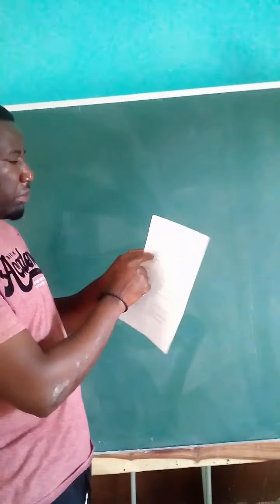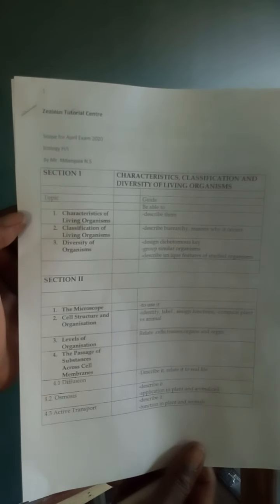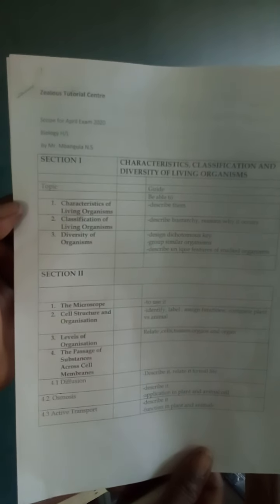Chapter 1 is going to be about characteristics of living organisms. Okay, so that is section 1, characteristics of living organisms. Chapter 2, classification. Chapter 3, diversity of organisms. Section 2, you have the microscope, cell structure and organization. Chapter 3, levels of organization. Chapter 4, the passage of substance across the cell membrane. And then you have diffusion, osmosis, and active transport.